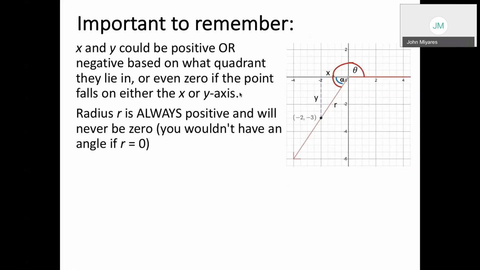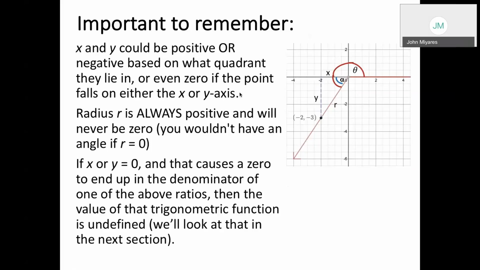Also, I'm mentioning this now, but we'll look more closely at it later. If x or y equals 0, that can cause some problems with how we'll compute some of the trigonometric functions because we could end up with some zeros in the denominator of our fraction. If I try to take hypotenuse over opposite and my opposite side has length 0, that could be problematic.